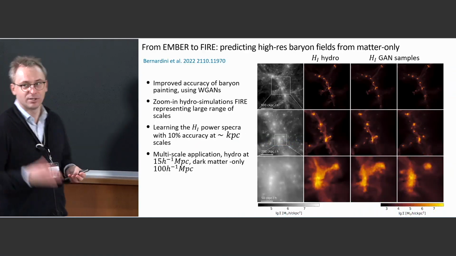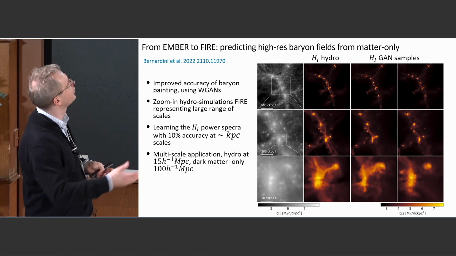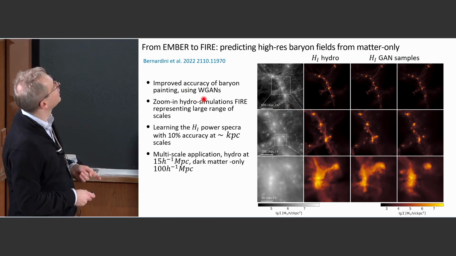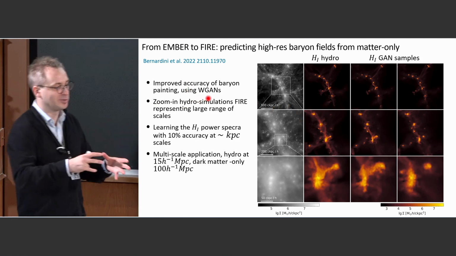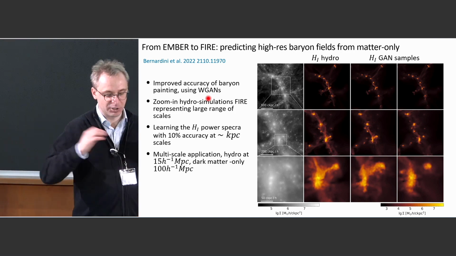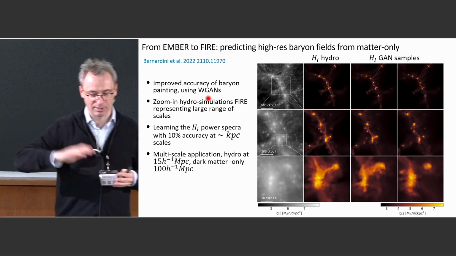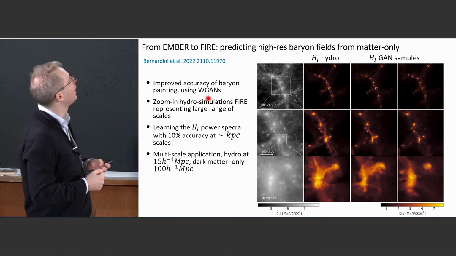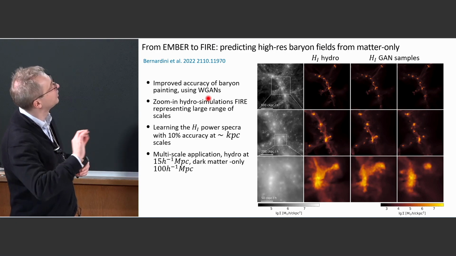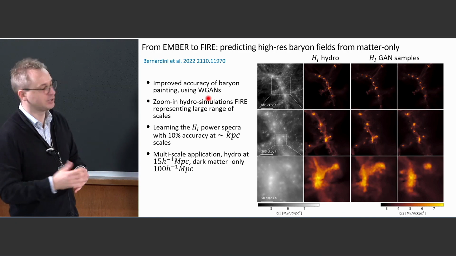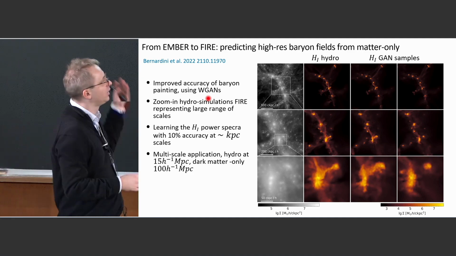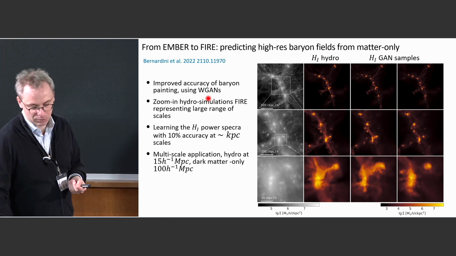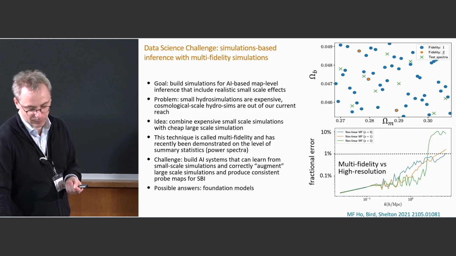Another work that, since Tilman's initial ideas, has been taken forward a little bit is from a University of Zurich group, where they used zoom-in simulations with hydro. So they managed to connect some of the large scales and the small scales in this kind of multi-scale approach. And they managed to build a repainting engine using generative adversarial networks to include baryon effects onto dark matter only simulations.